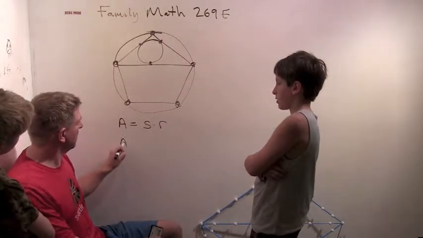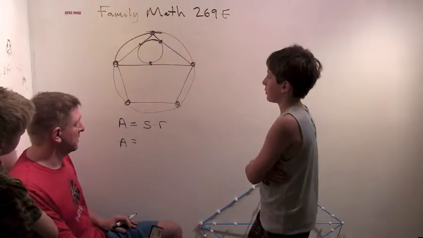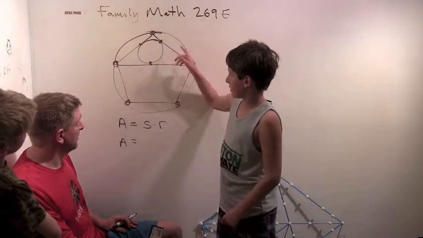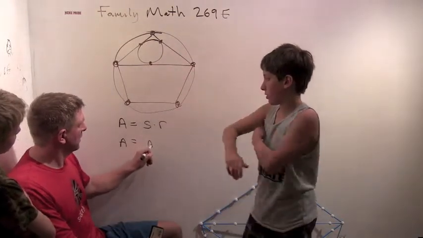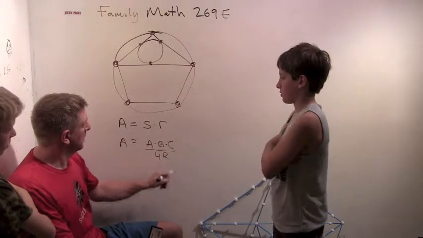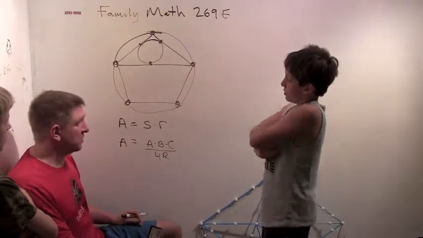Okay, and what is the area equal to in terms of the circumscribed circle? Well, if we call this side A, this side B, and this side C, it's A times B times C over 4 times the radius of the circumscribed circle. Okay, so these two formulas are equal to each other.